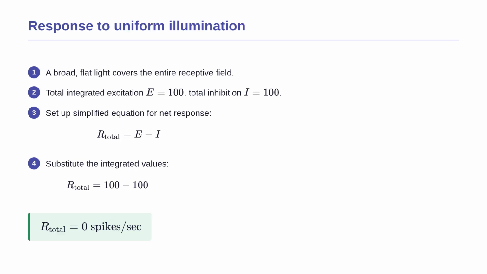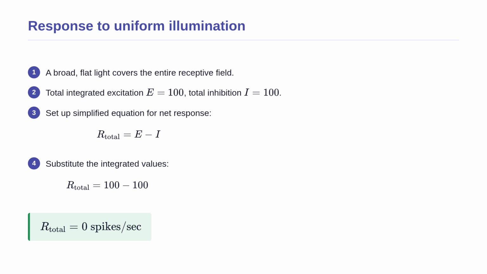Having seen the response to a pinpoint of light, what happens if a broad, uniform light covers the entire receptive field? We are testing how the neuron responds to a flat surface with absolutely no edges. In a perfectly balanced neuron, the total area under the excitatory curve equals the total area under the inhibitory curve. Let us say the total excitation integrates to 100 units, and the total inhibition also integrates to 100 units.